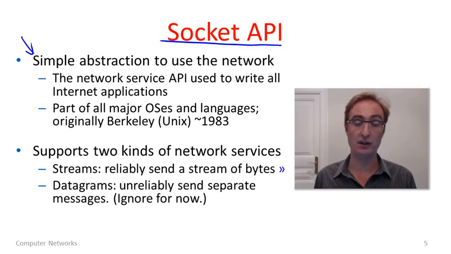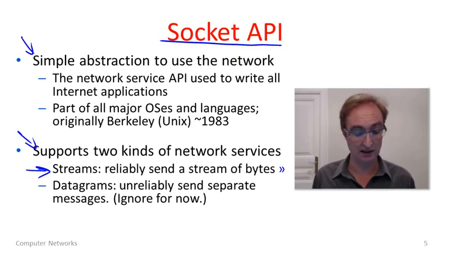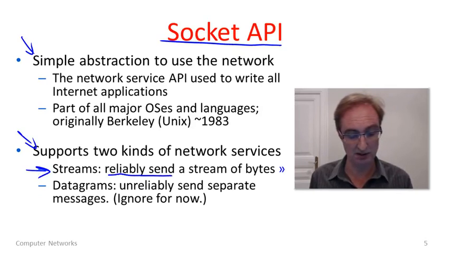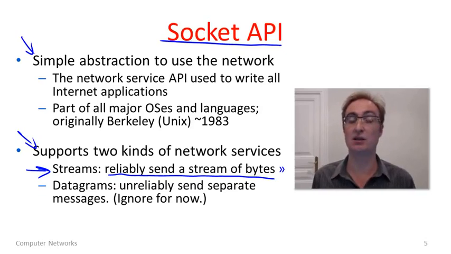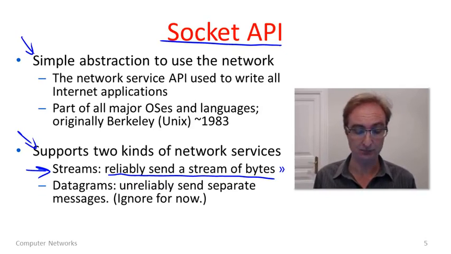Now, there are two different kinds of network service that the Socket API provides. The one we're going to look at is called streams. This is a byte stream, and it allows one application to reliably send a stream of bytes to the other application, and vice versa. That's all we'll really use to make our client-server example. There is another kind of network service that's called datagrams, where an application can unreliably send a message to another application. We'll look at this much later in the course, and you can ignore it for now.